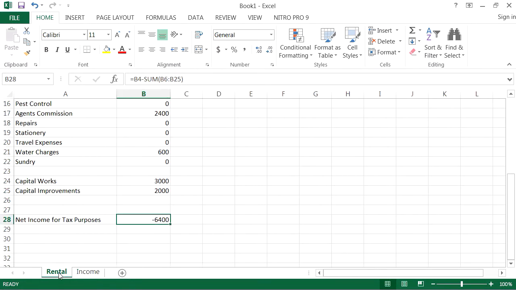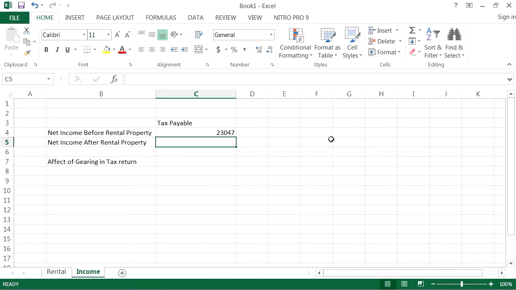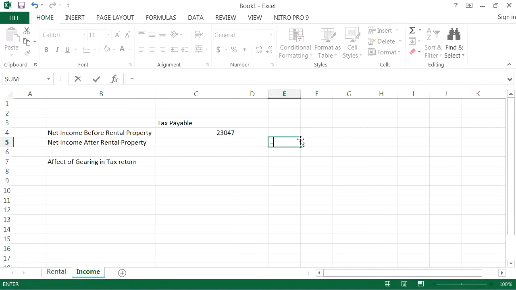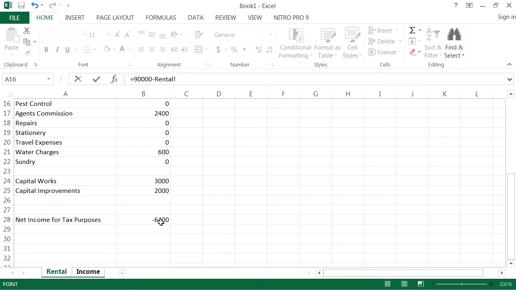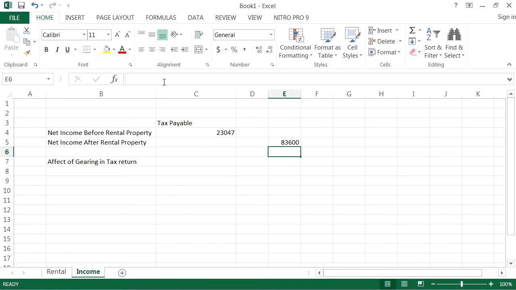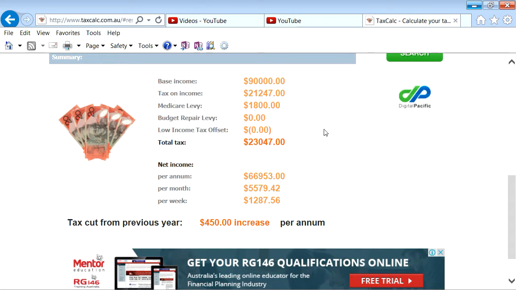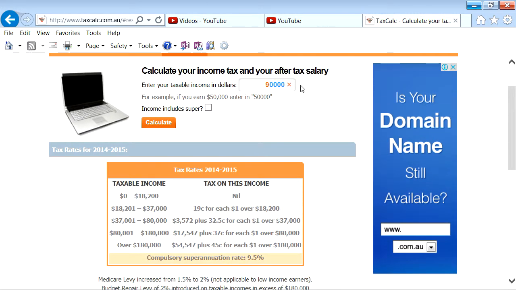Now, after the negative gearing is accounted for, what that does is to actually reduce that $90,000 by $6,400. So your income is going to be less than that. And we now look at the tax that's payable on the new income of $83,600. So let's go back to taxcalc.com.au, $83,600.